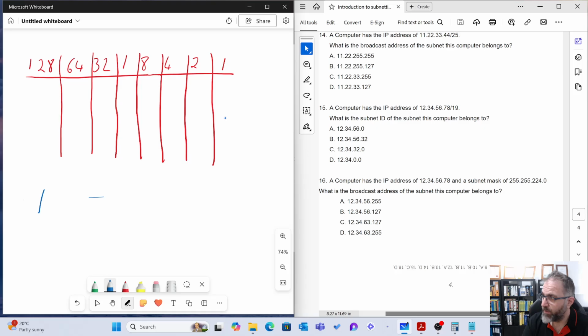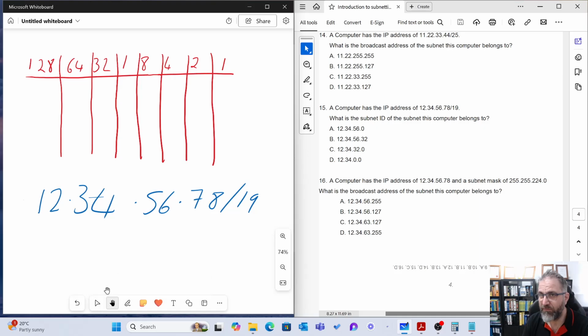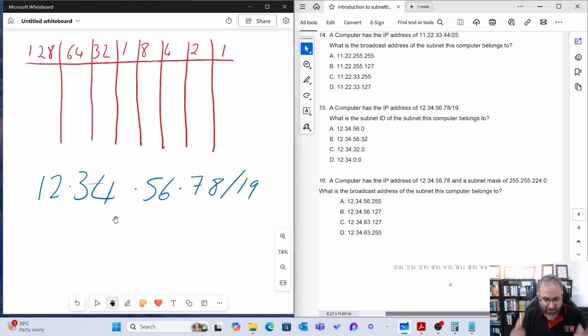What do we know? 1, 2, 3, 4, 5, 6. Notice that? 1, 2, 3, 4, 5, 6. Sherlock Holmes, when he did his investigations, the first thing he did was look at the facts. What is there? What can you observe? What's in front of you? Okay, there we go. This is what we know.